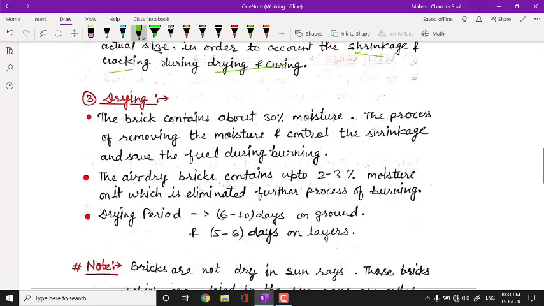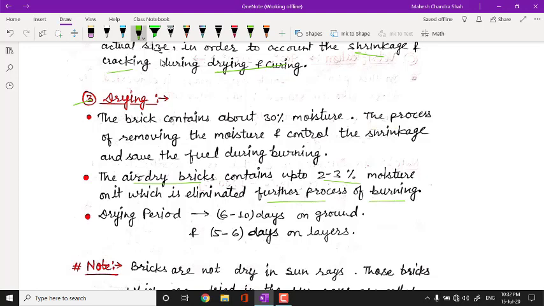After that the process includes drying. In drying the brick contains around 30% of the moisture. In this process the moisture is removed to control the shrinkage and to increase the efficiency of the kiln in which the bricks will be burned. The air dry bricks contain 2 to 3% moisture, which is eliminated further by the process of burning.